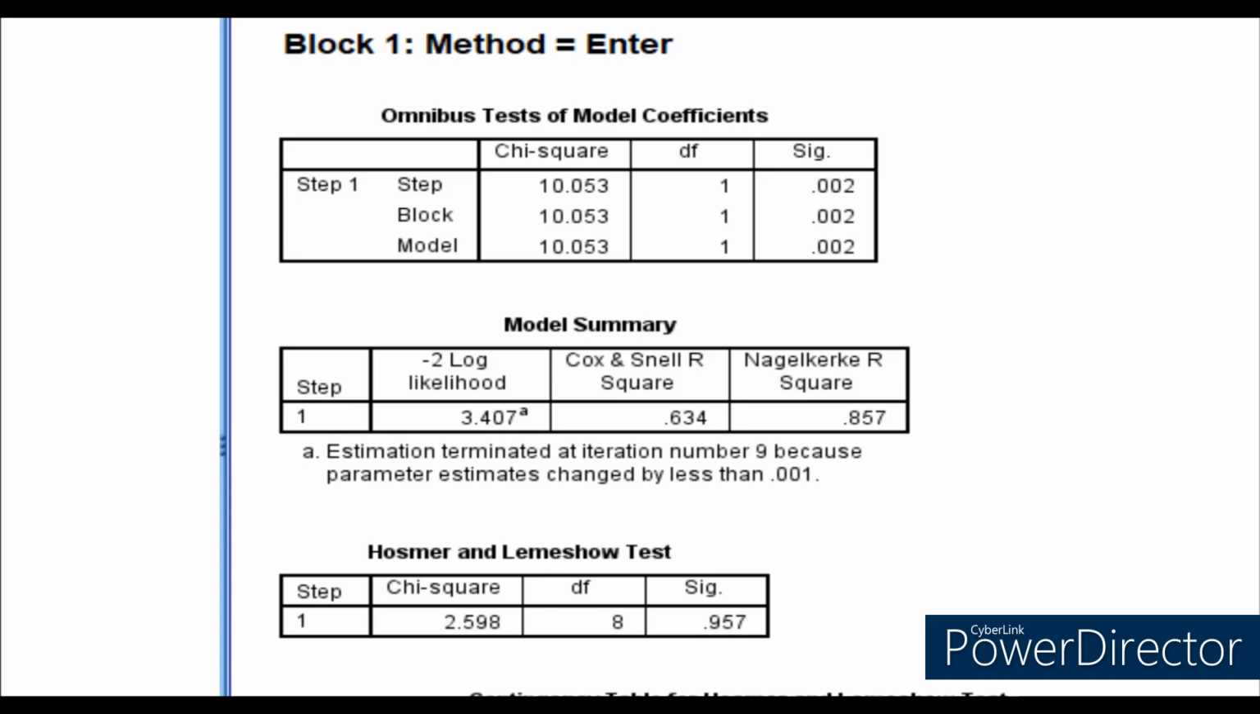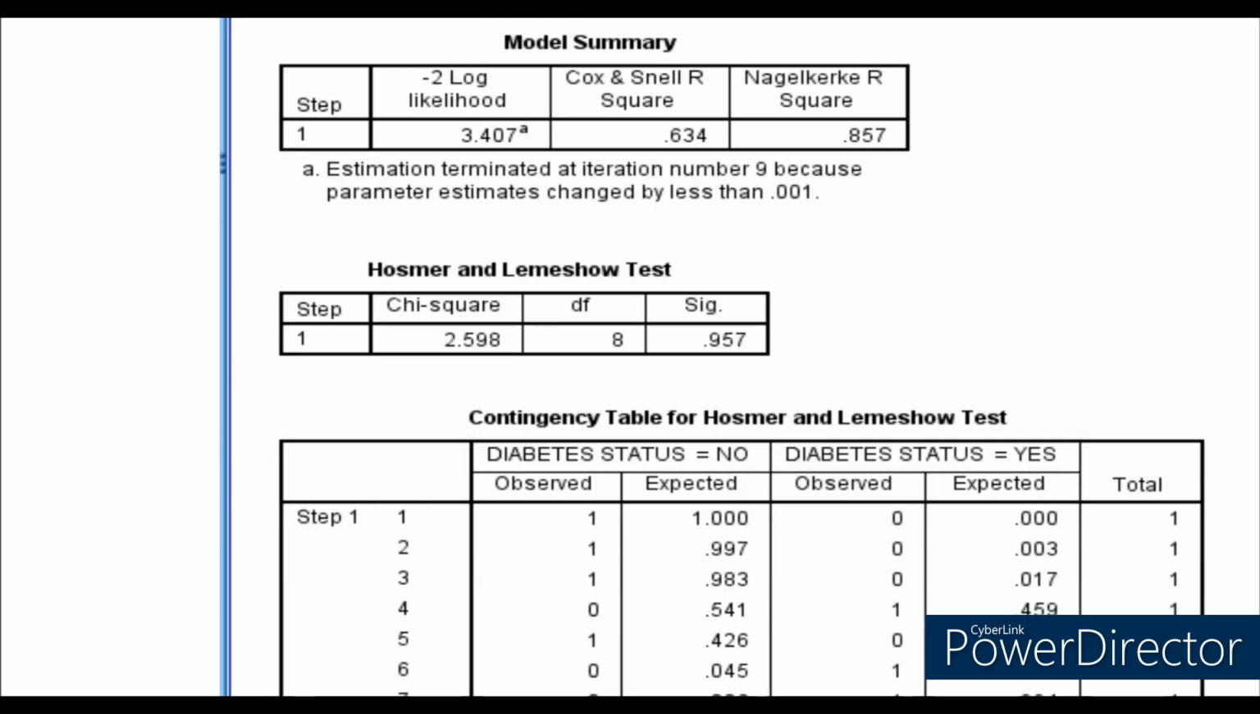And now coming to the next part of the model, that is model summary. It is nothing but it measures how well the model explains the data. So if you can look at the R-square value, it is 0.857, right? That means 85.7% of the variance in diabetes status is explained by the BMI.